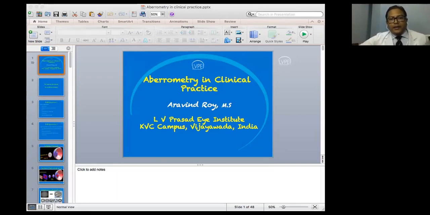Okay, does aberration have any relation with age and gender? Yes, with the aging eye, the density of the lens changes, and that may affect the quality of vision. Gender, probably no.